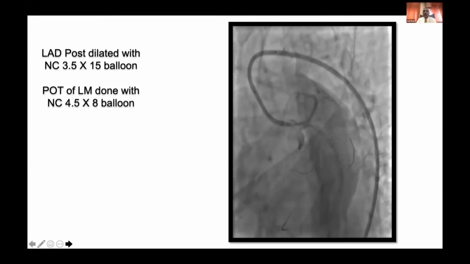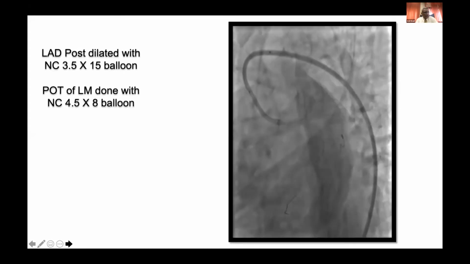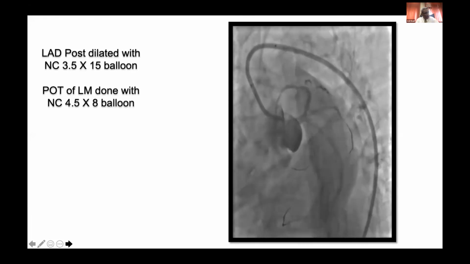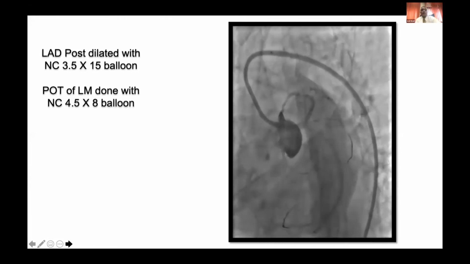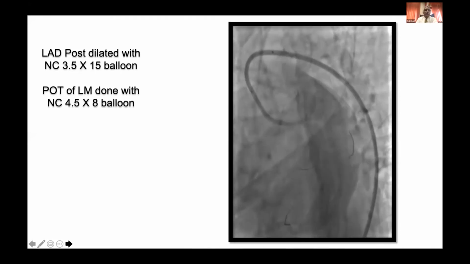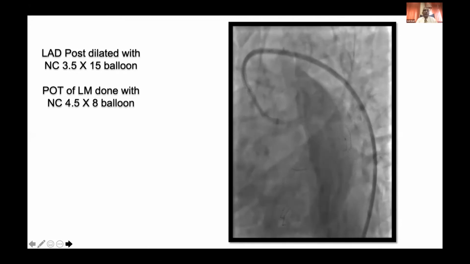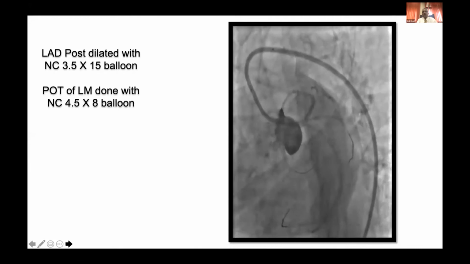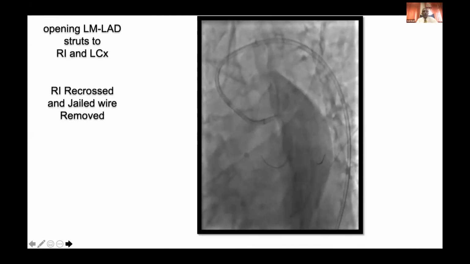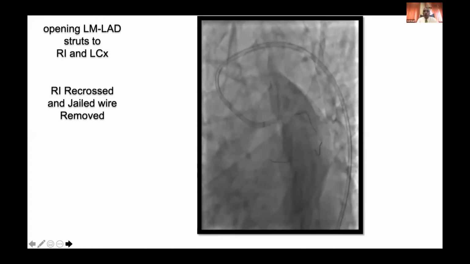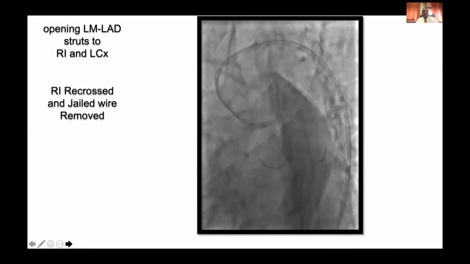First, we deployed this stent and then post-dilated this stent with a non-compliant balloon, and further went ahead with a small non-compliant balloon of the distal left main, and did a proximal optimization. This allowed us better access to recross the jailed vessels, and the jailed wires were removed. Then we opened the left main to LAD struts to both the ramus and the circumflex.